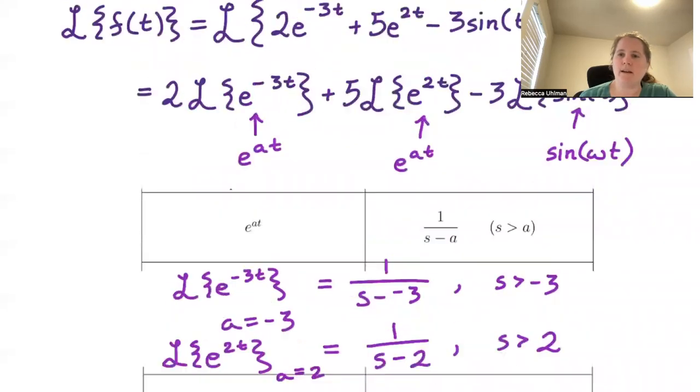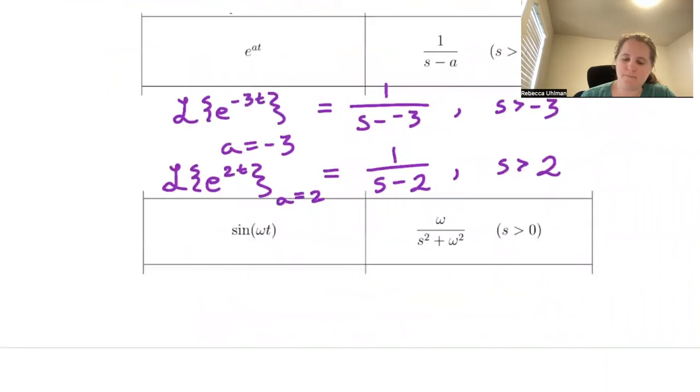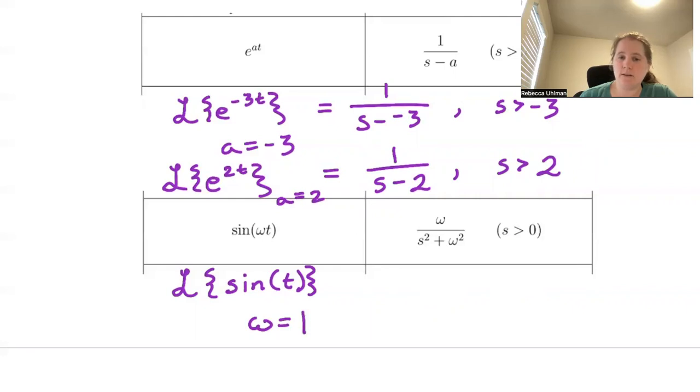And then sine of t. Taking the Laplace transform of sine of t, we are setting omega equal to 1. So this therefore would just be 1 over s squared plus 1 squared, or 1 over s squared plus 1, defined for s greater than 0.